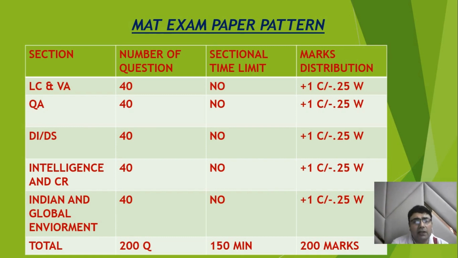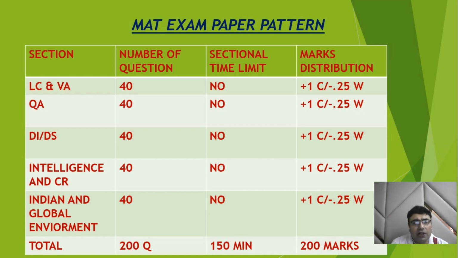As far as the MAT exam pattern is concerned, the first section that appears is language comprehension and verbal ability. 40 questions are asked in this section. No section time limit. +1 for each correct and -0.25 for each wrong answer. The second section that appears is quantitative aptitude. 40 questions are asked from this section. No section time limit. +1 for each correct and -0.25 for each wrong answer.